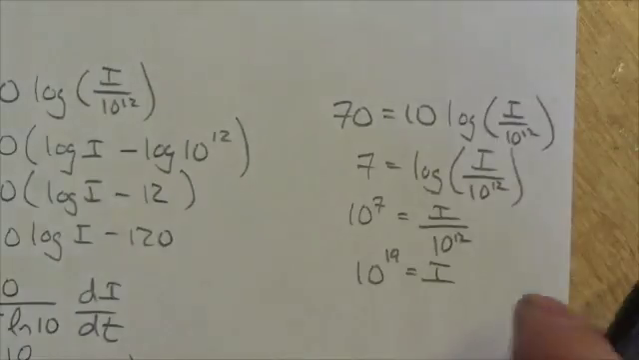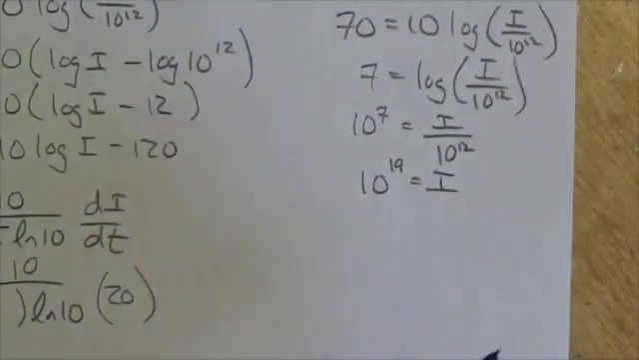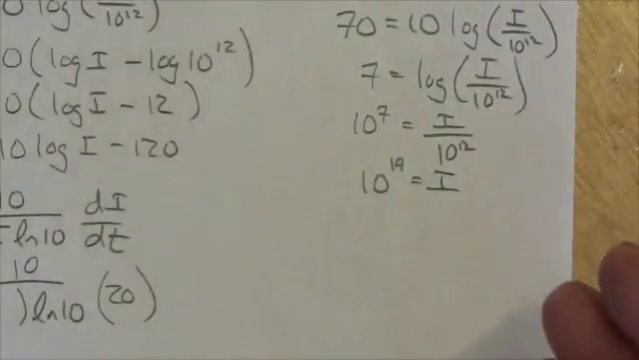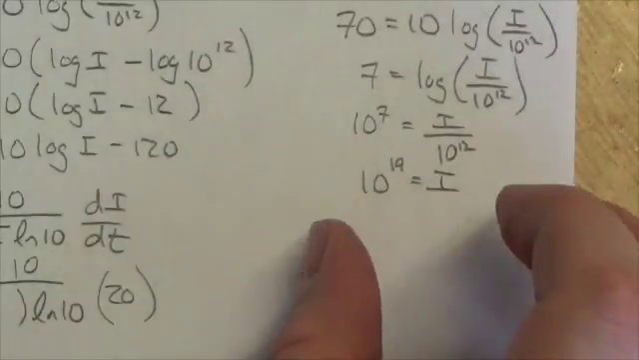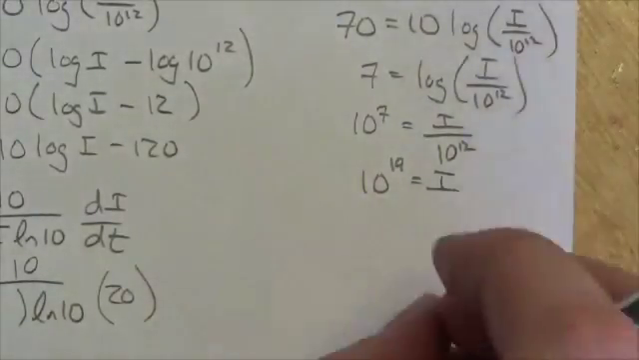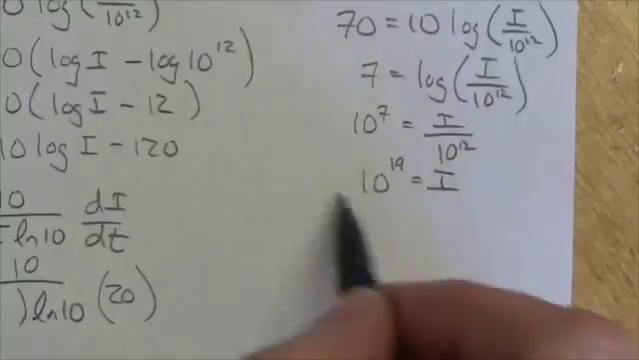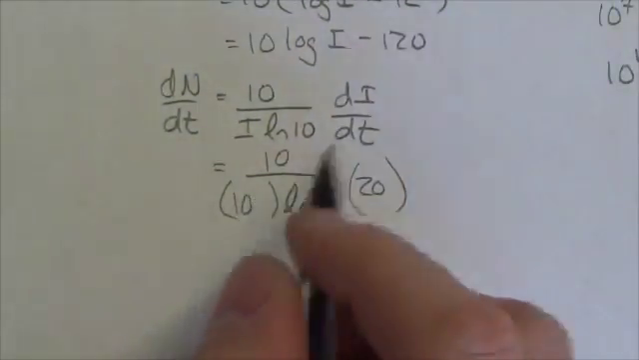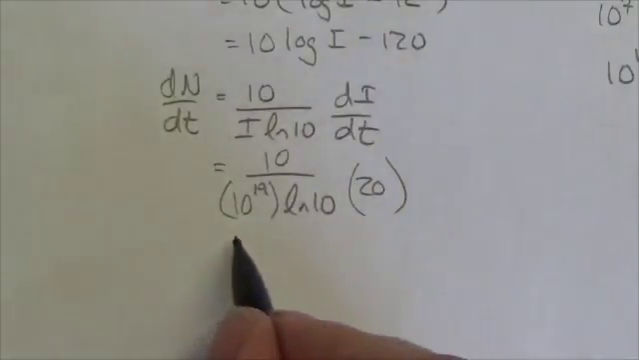10 to the 19. Now, this is 10 to the 19 watts per meter squared here. And I could probably go through and evaluate that in terms of scientific notation, but I just needed that value to plug into here. That's what I'm going to do. I'm going to plug that into here. This will be 10 to the 19.